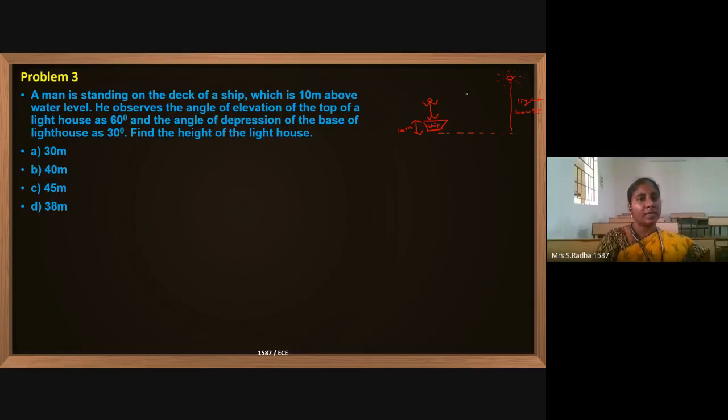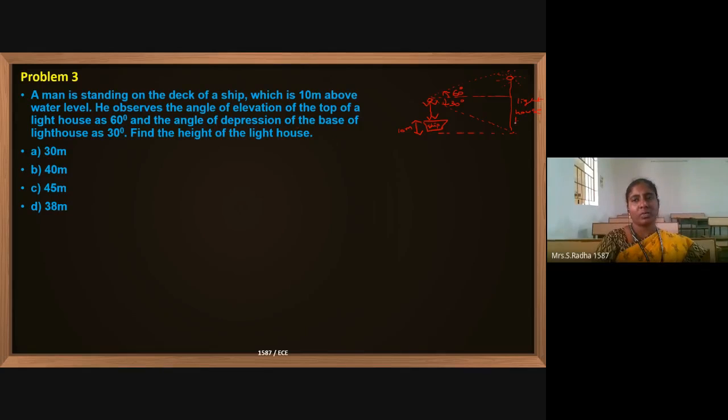As I have done it. He observes the angle of elevation. A man is standing on the top of a ship, and the ship is 10 meters above the water level. He observes the angle of elevation of the top of the lighthouse as 60 degrees. So he is looking at the top of the lighthouse, and this angle of elevation we always take from the horizontal. The angle of elevation is 60 degrees, and the angle of depression of the base of the lighthouse is 30 degrees. He is looking at the base also. Find the height of the lighthouse.